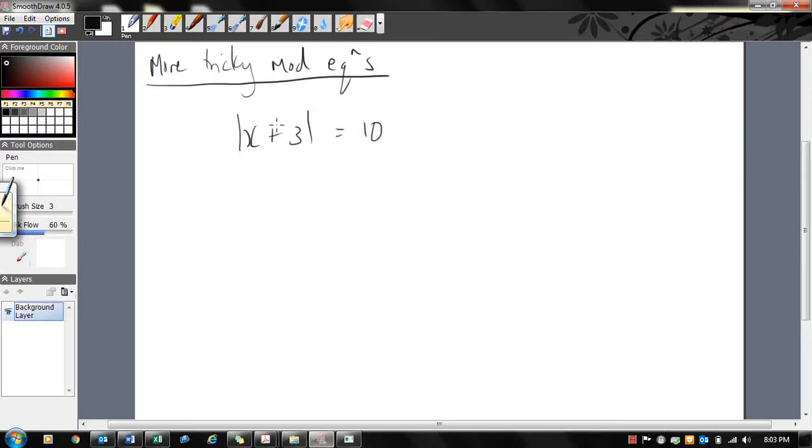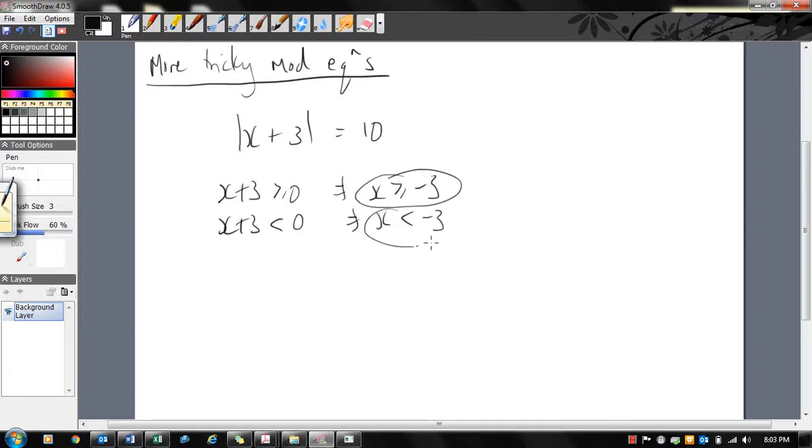Just remember that what we're looking for is when the stuff inside the modulus sign is positive, when is it negative, and what happens in each of those situations. So we're looking at when x + 3 is greater than or equal to 0, in other words, when x is greater than or equal to -3, or when x + 3 is less than 0, in other words, when x is less than -3. So you'll see that the behaviour changes when x goes through this point, -3. The behaviour changes at that point.